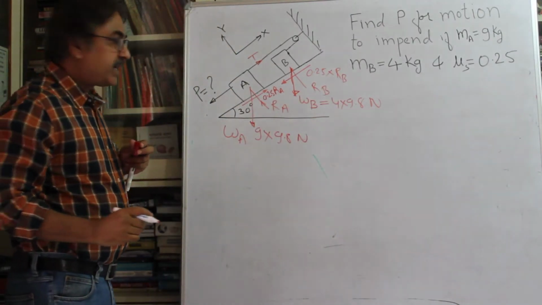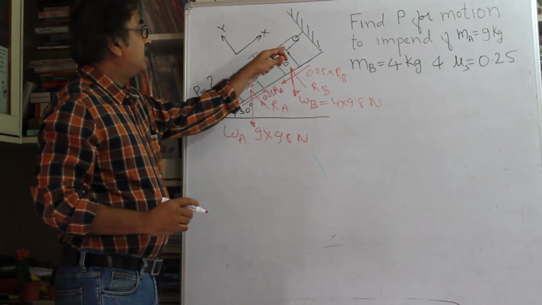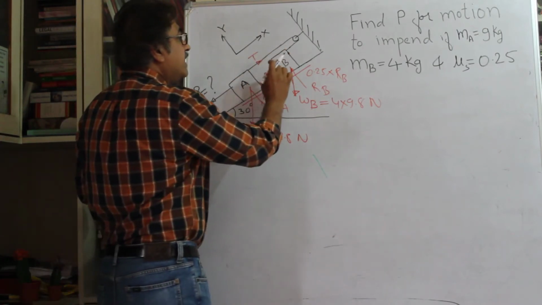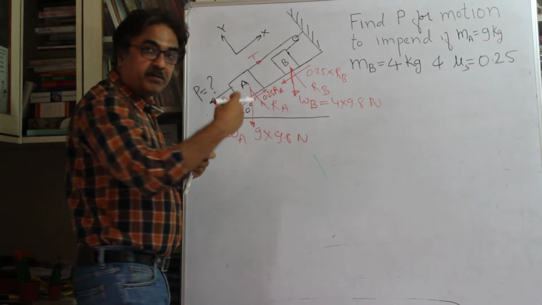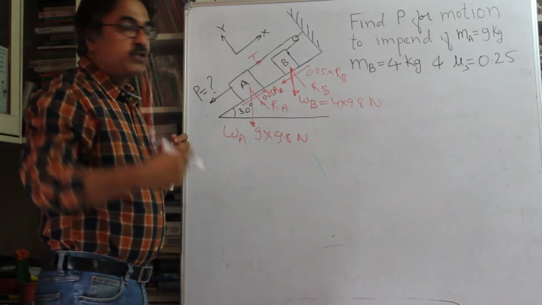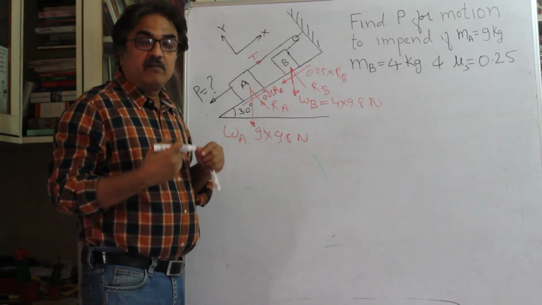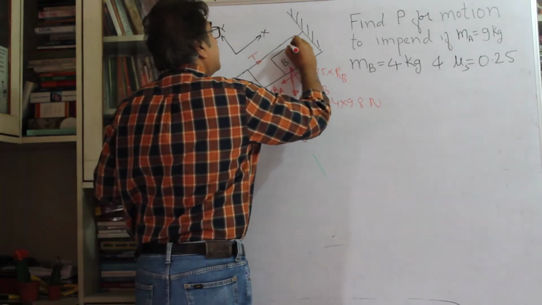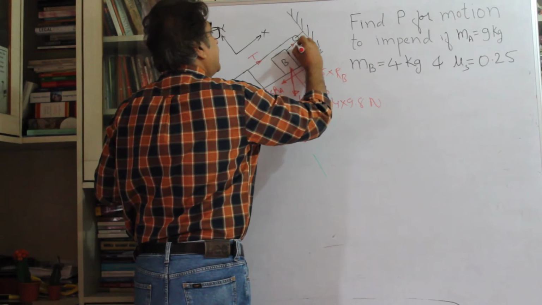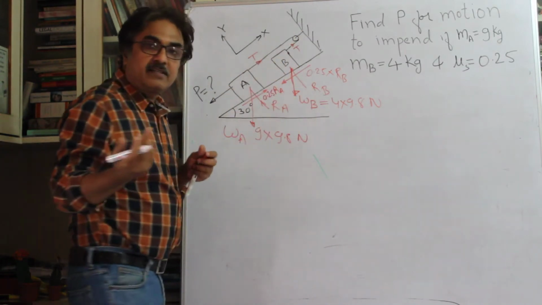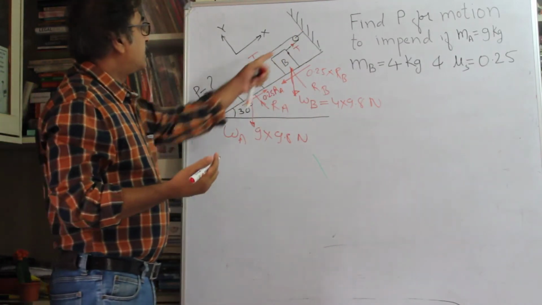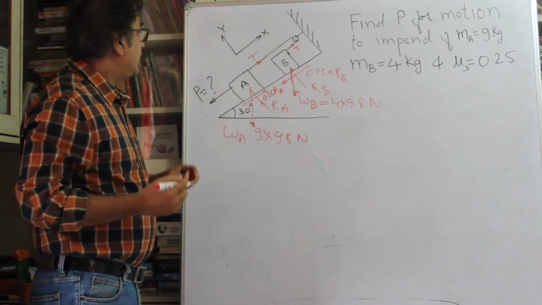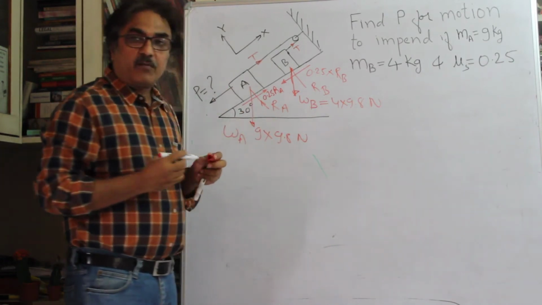0.25 into RB, right? Fine. And what about here again? This body is being pulled by this rope, right? So this being pulled by this rope, in free body diagram, we always consider the effect of the rope on the body. So there is going to be tension T. Throughout this, the tension in the string will remain same. So T is here, acting downward, right? So these are the free body diagrams.